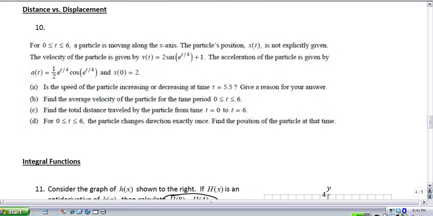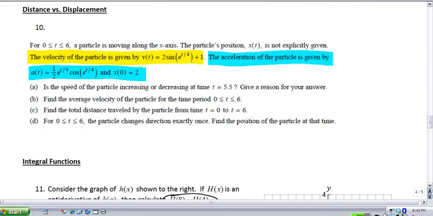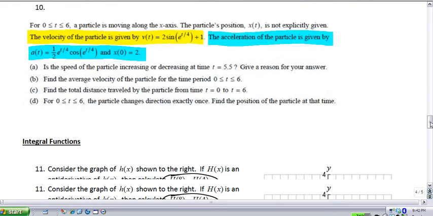Alright, so this is your key here, 10 through, I guess, 14. We'll start on 10 now. For 10, we've got a velocity function. You're given the velocity of the particle, that function. And you're also given the acceleration function too. There's acceleration.